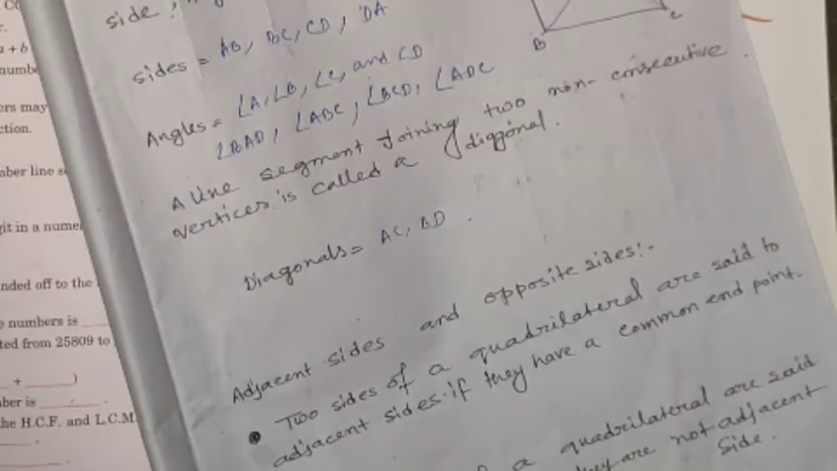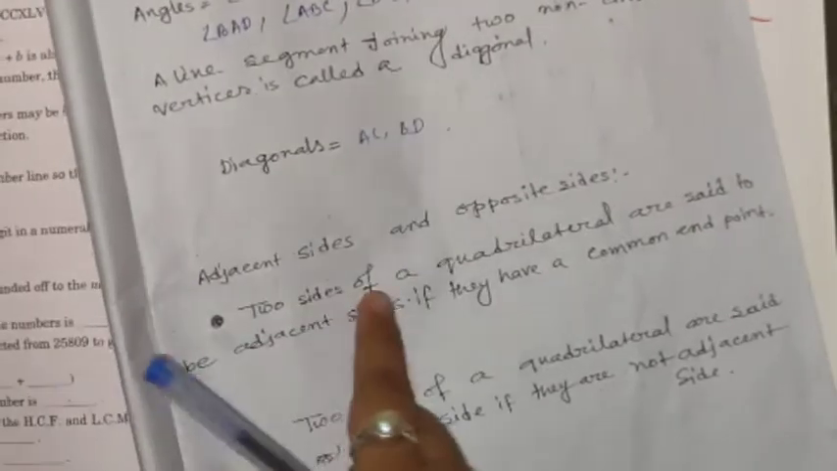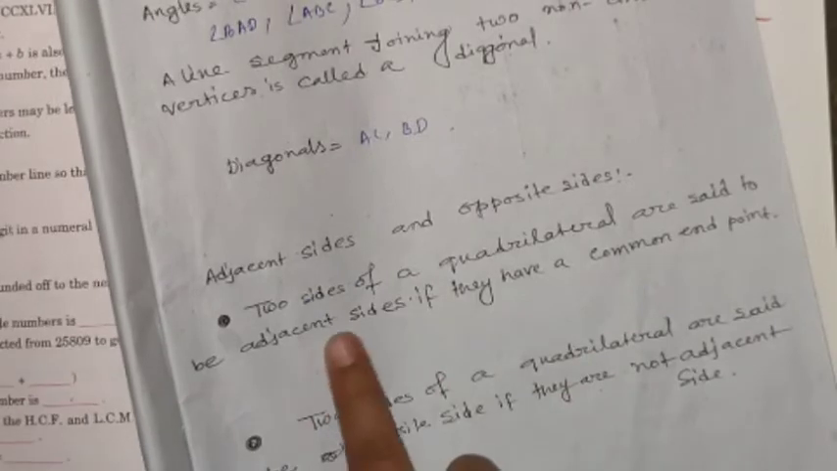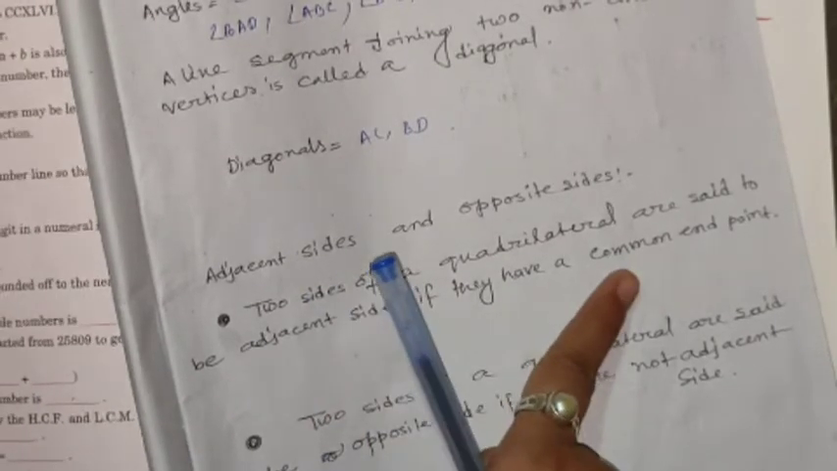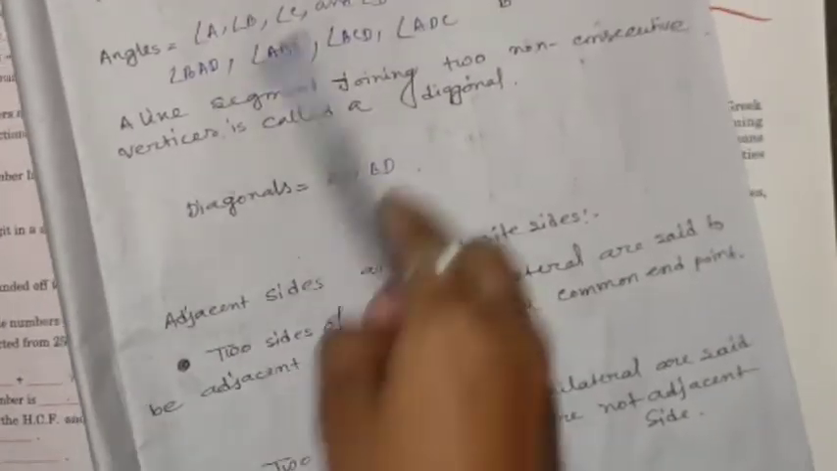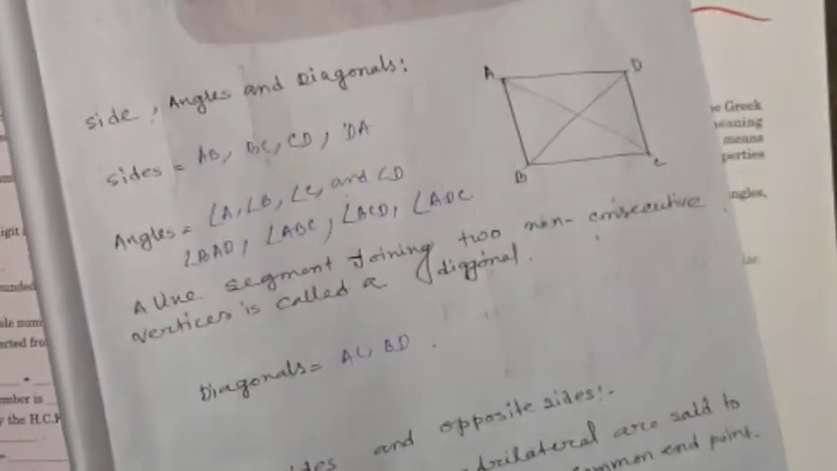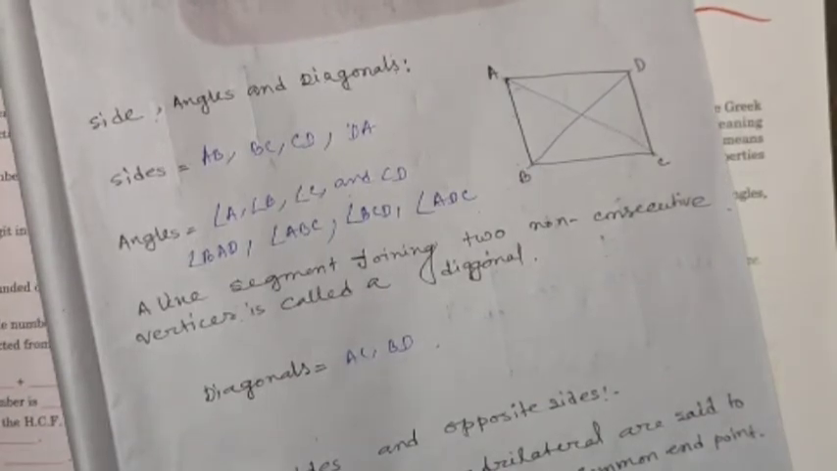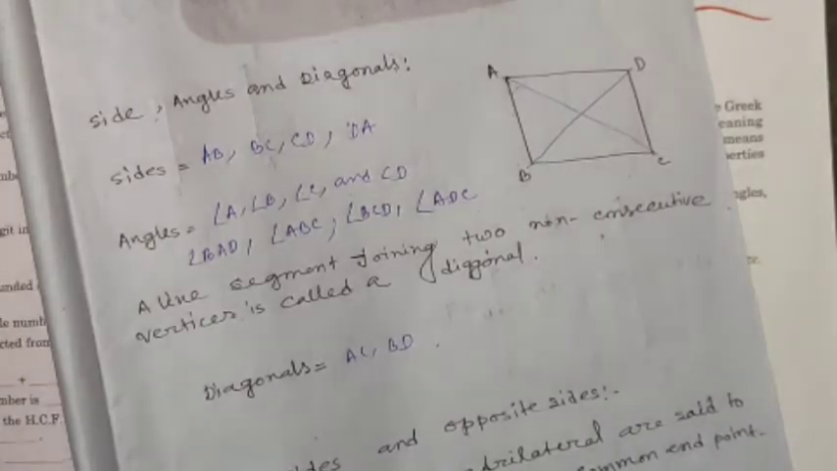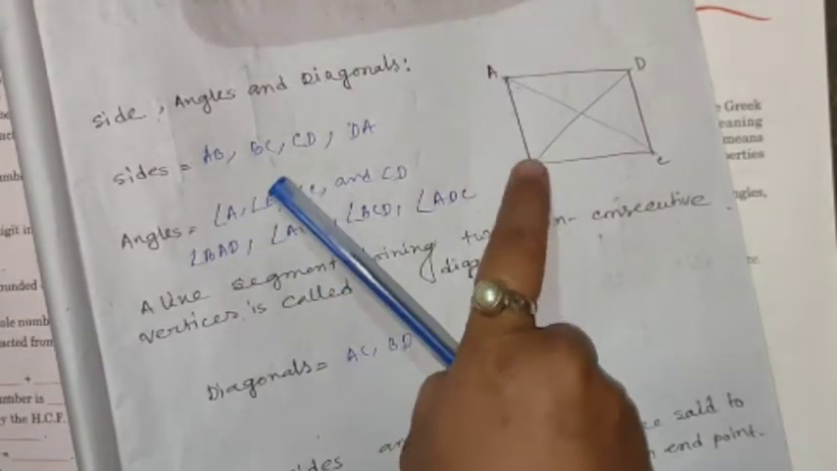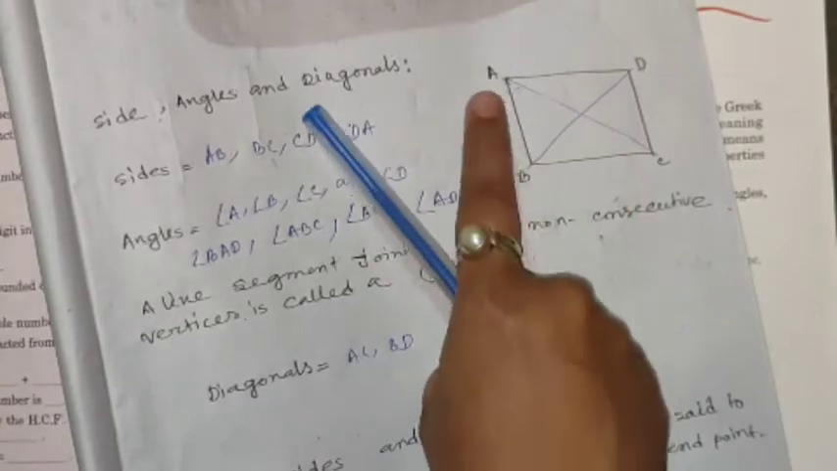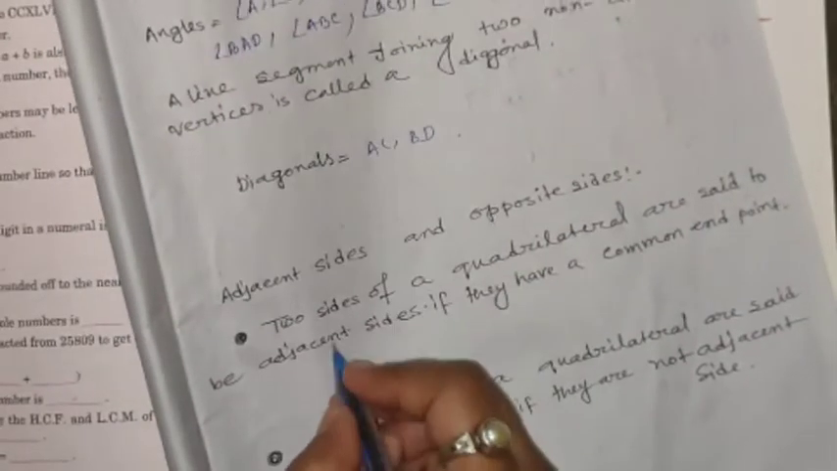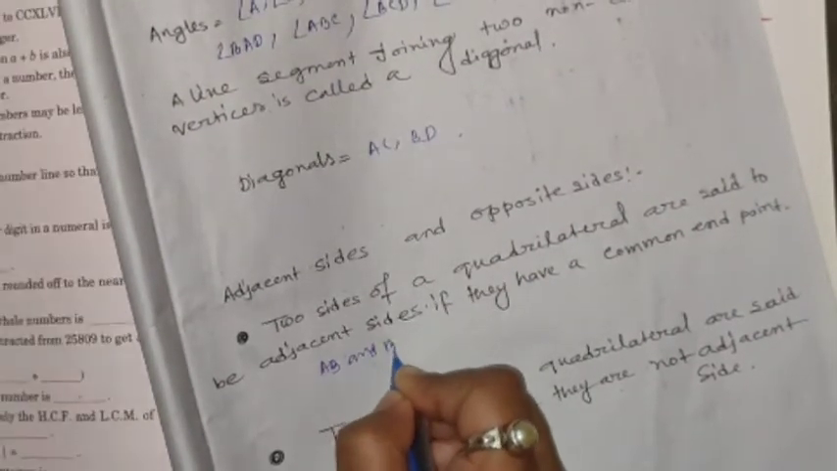Okay. Now we will learn about adjacent sides. What are called adjacent sides? Two sides of a quadrilateral are said to be adjacent sides if they have a common endpoint. There are four sides in a quadrilateral. If I take two line segments AB and BC, these two sides have a common endpoint, that is B. So AB and BC are adjacent sides.